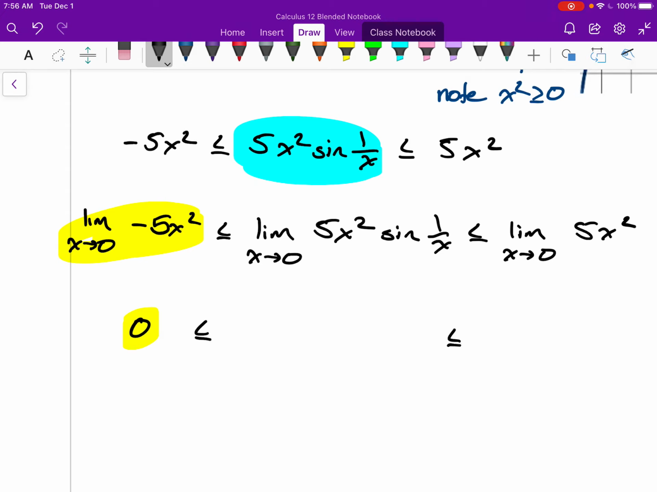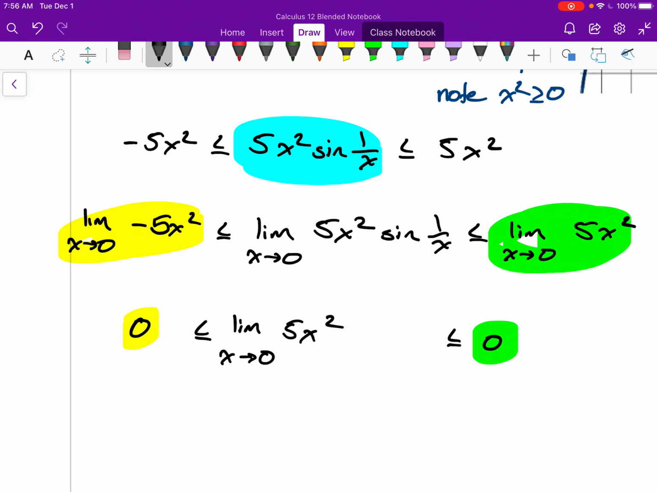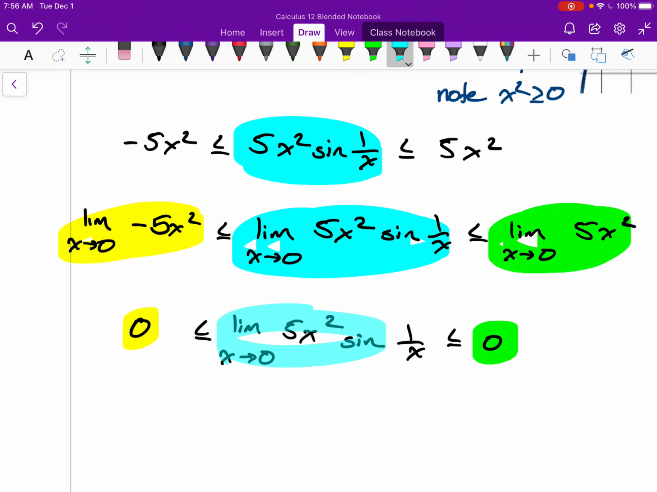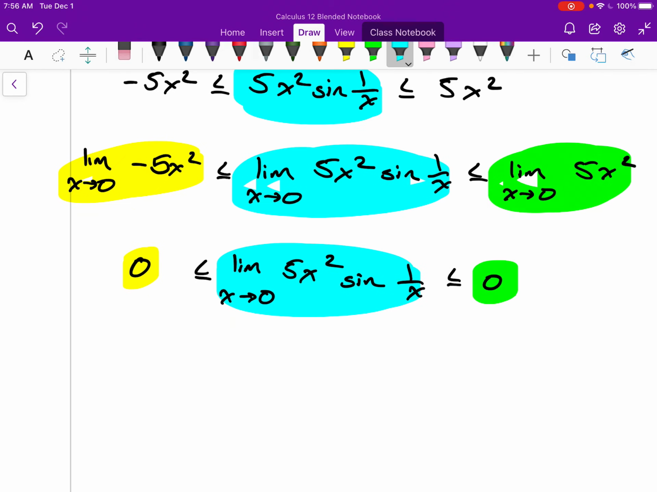Let me look at this side. The limit as x approaches 0 of positive 5x squared. Well, that's also going to equal 0. So I get this statement. Like I said, I can't directly evaluate the limit of 5x squared times the sine of 1 over x, because it just keeps oscillating more and more. But I have now logically determined that whatever the limit of 5x squared times the sine of 1 over x as x approaches 0, I know it's somewhere between 0 and 0. Well, obviously, then it has to be 0.